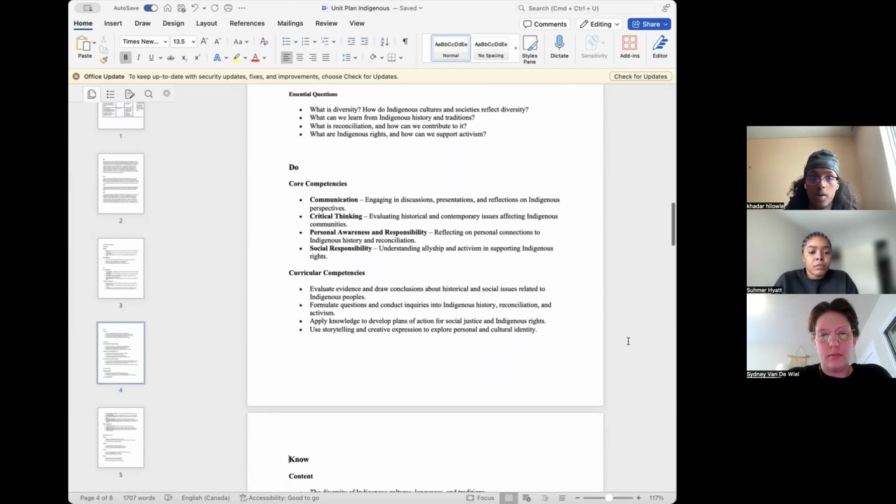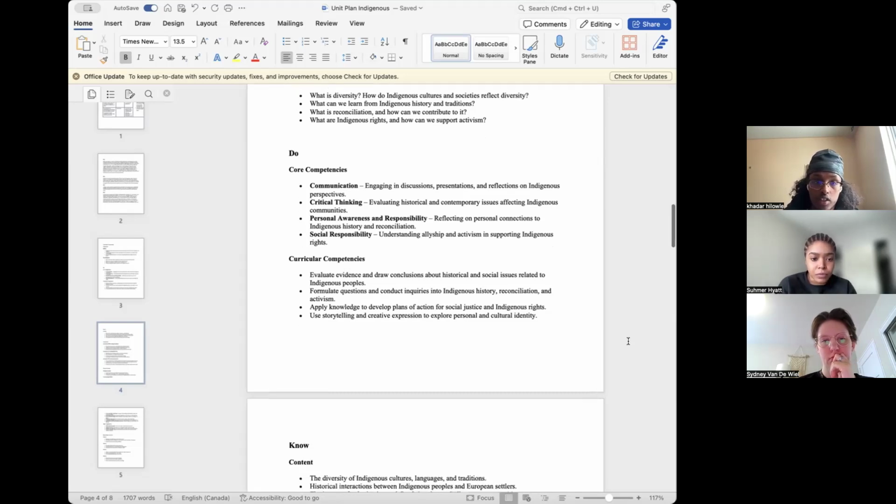So these are the core competencies. This is what we're going to be doing. Communication, engaging in discussions and presentations and reflections on Indigenous perspectives. Critical thinking, evaluating historical and contemporary issues affecting Indigenous communities. Personal awareness and responsibility, reflecting on personal connections to Indigenous history and reconciliation. Social responsibility, understanding allyship and activism and supporting Indigenous rights.